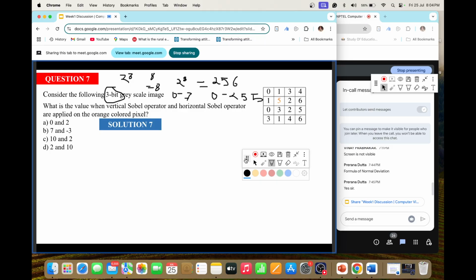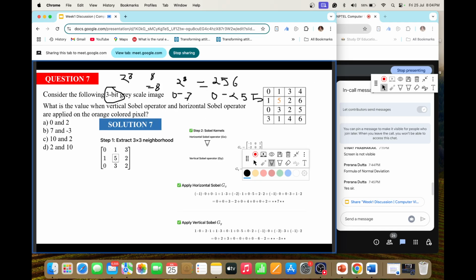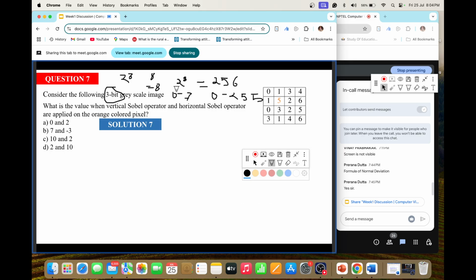I think there is a mistake in the question here, no, 0 to 7, yeah. So here it has been asked what is the value when the vertical Sobel operator and horizontal Sobel operator are applied on this pixel. So the pixel values you can see are from 0 to 7 only, because it is a 3-bit image. So this is the logic.